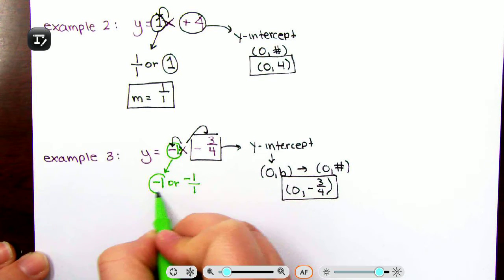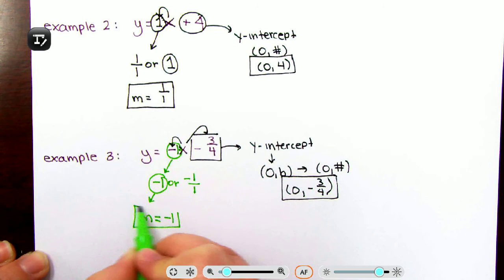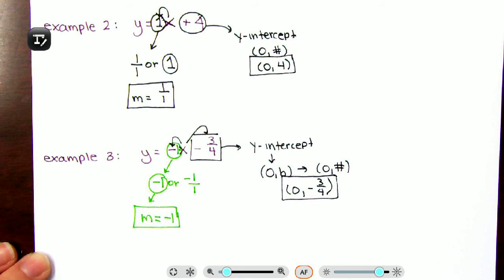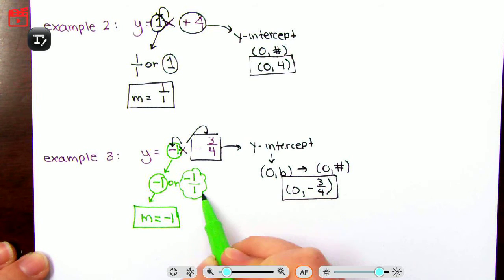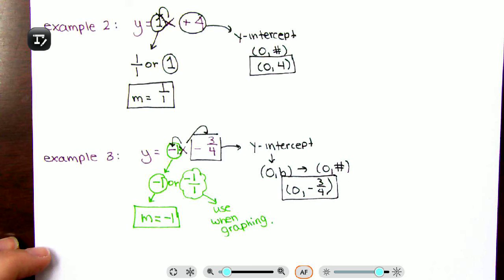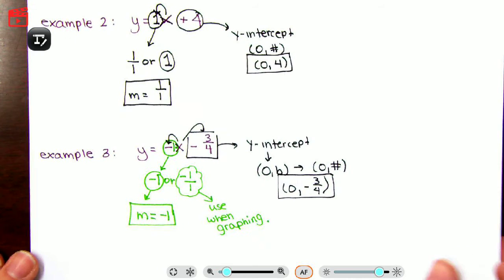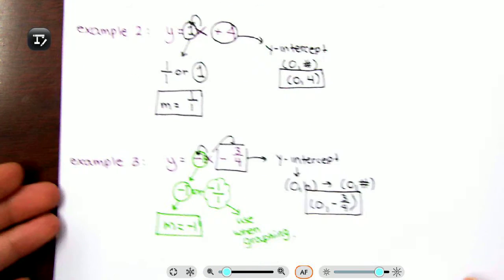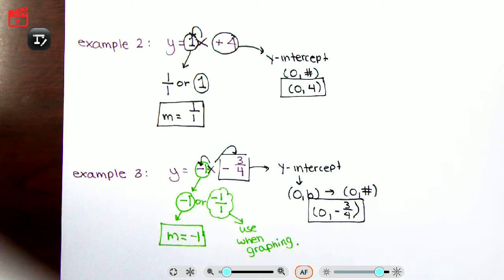Typically what you're going to see is this number here as slope, m equals -1. But if you need to graph the line, you will use this one here. So I'm going to say use when graphing. Okay, all right. We're going to shift to some graph paper so that it can help us graph. You should have some graph paper in front of you.